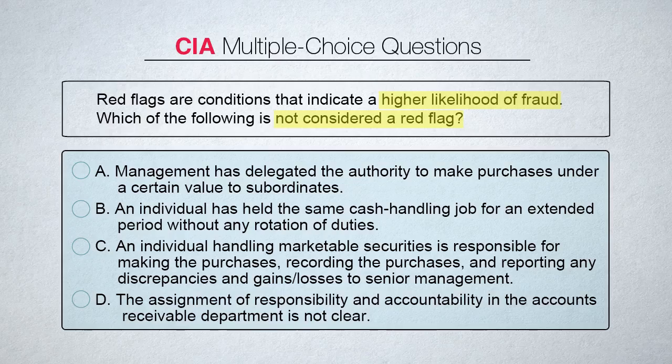Answer choice A. Management has delegated the authority to make purchases under a certain value to subordinates. Okay, well this choice appears to be something that happens in a properly controlled environment. Let's go ahead and evaluate the other choices for good measure, but keep in mind this appears to be the right answer.